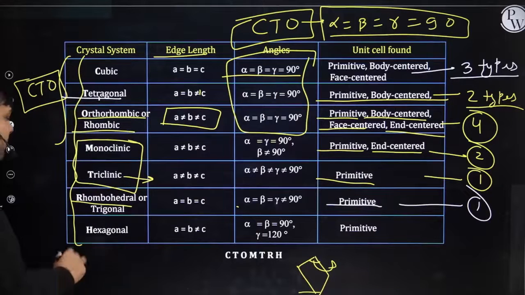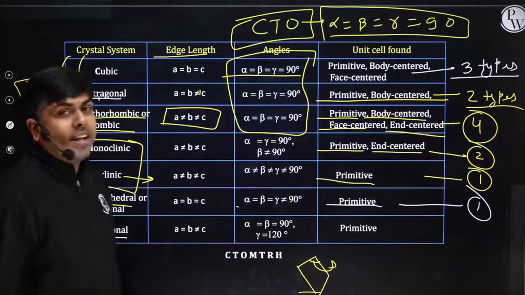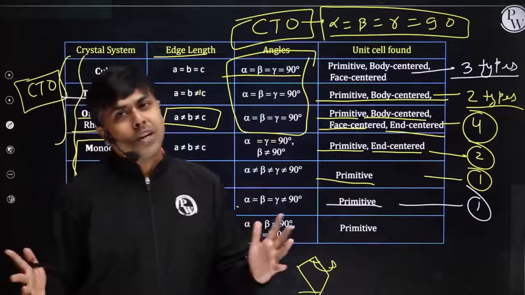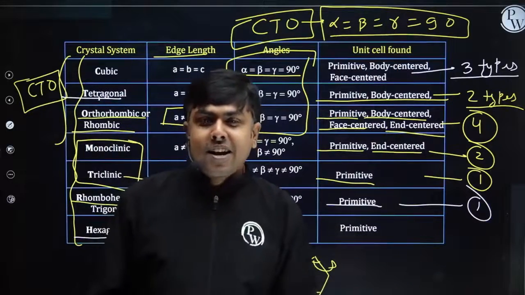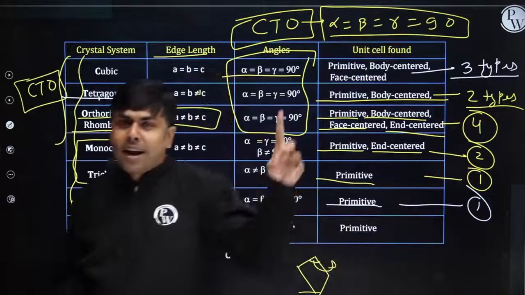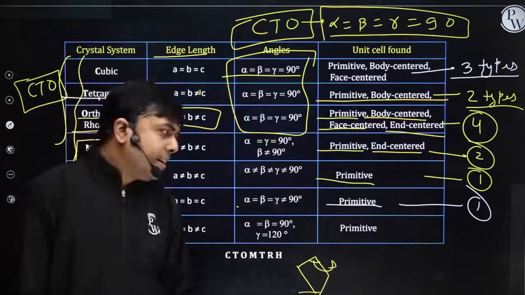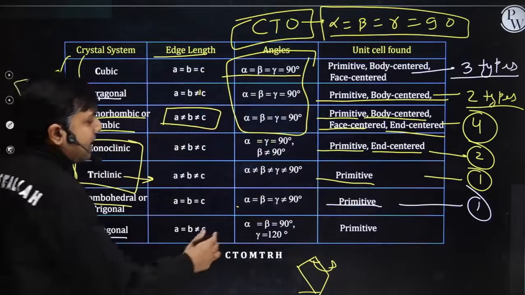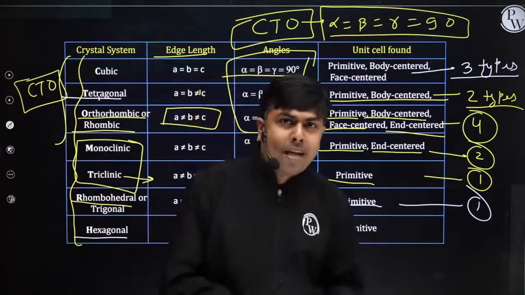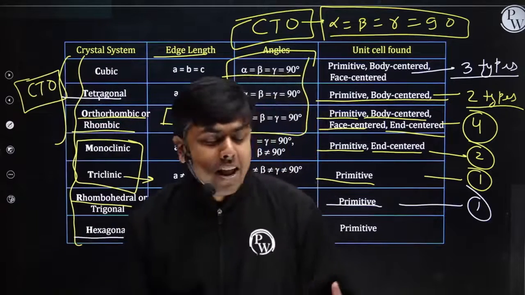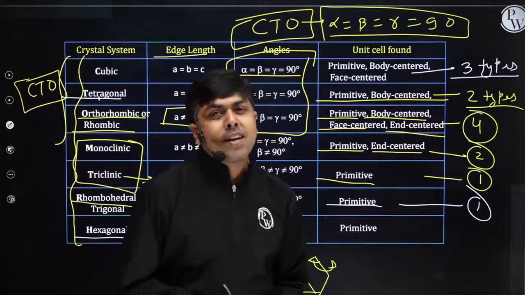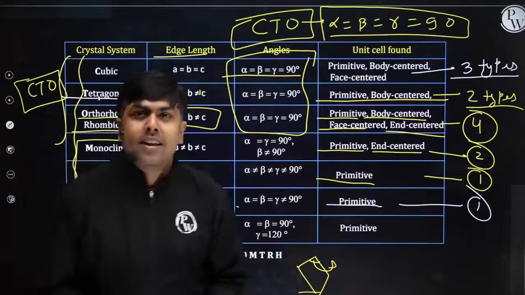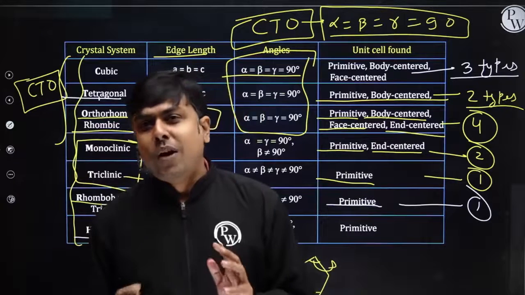If I talk about the next one, hexagonal. Hexagonal, students, we know it. A equals B, not equal to the height. Right? Length and width are the same. Height is not the same. Am I clear? If I talk about the interfacial angle, two angles are the same. Alpha and beta are 90 degrees, and gamma is 120 degrees. Alpha equals beta equals 90, gamma equals 120 degrees.